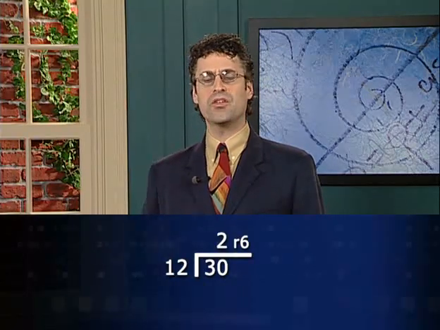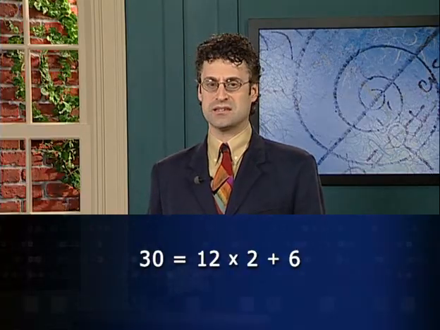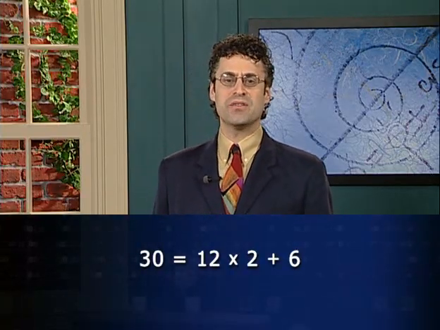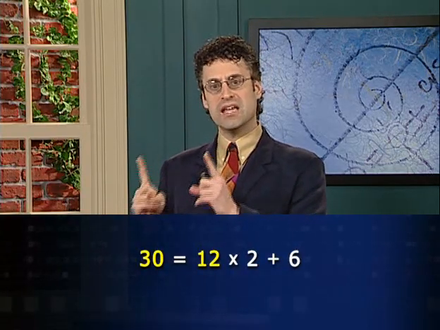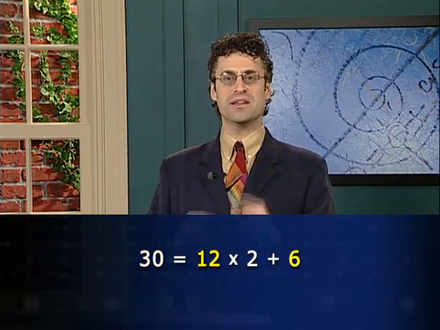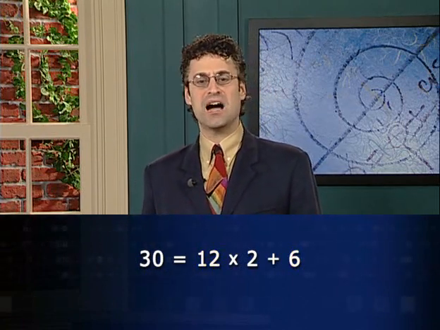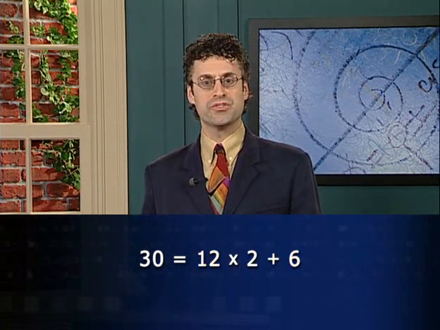Well, therefore, we now divide 12 into 30. It goes in 2 times with a remainder of 6. In other words, 30 equals 12 times 2 plus 6. Again, we have that the greatest common factor of 30 and 12 must be the same as the greatest common factor of 12 and 6. Well, now we can see that the greatest common factor of 12 and 6 equals 6.